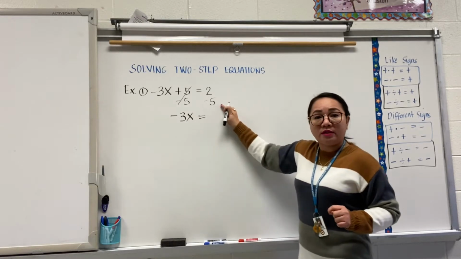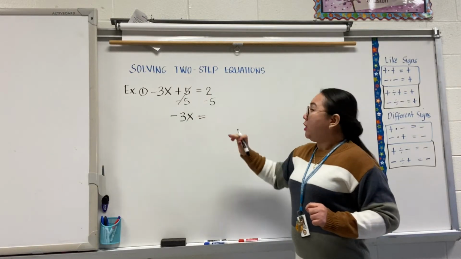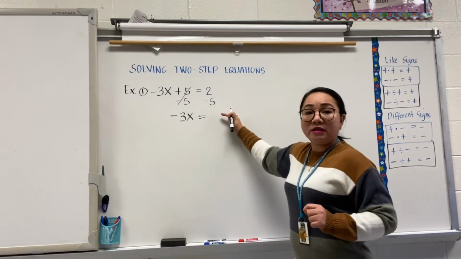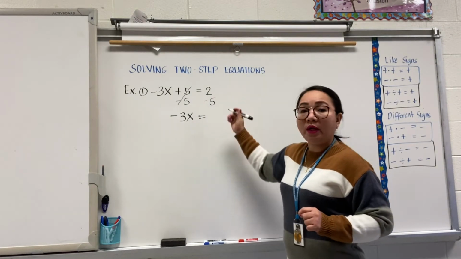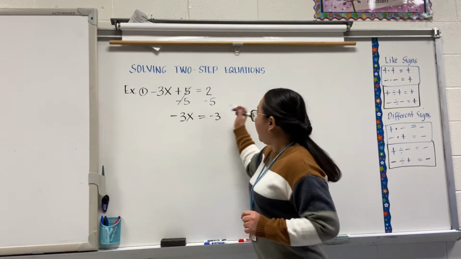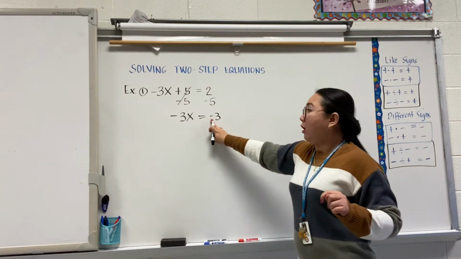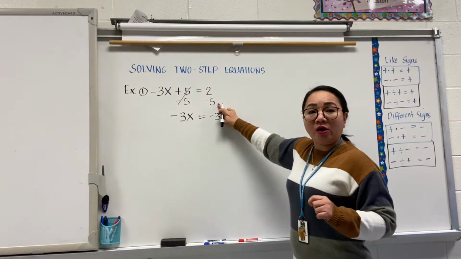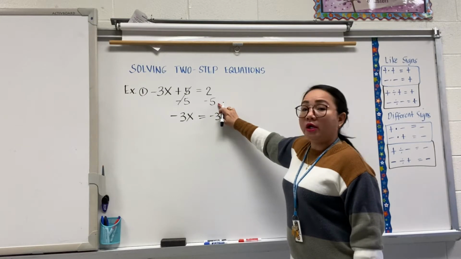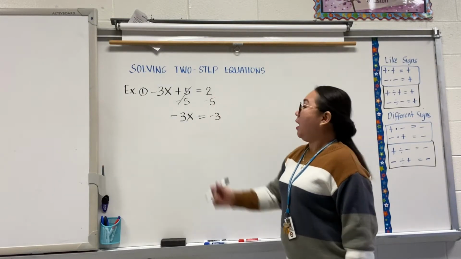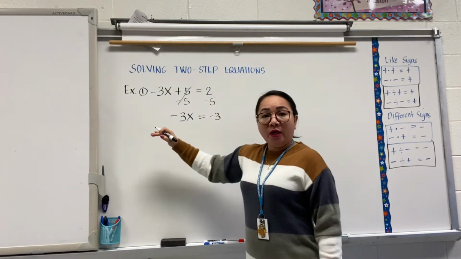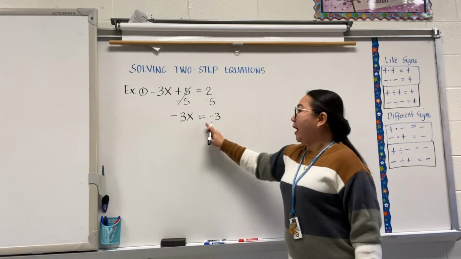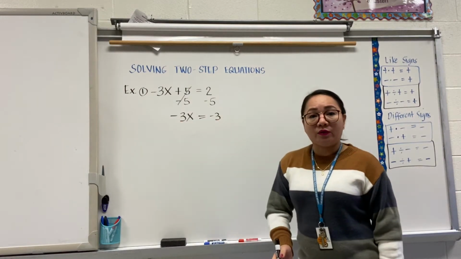Now solve the right side of the equation. So we have here positive 2 minus 5. So when you subtract, it will give you negative 3. Why is it negative? Because you will carry the sign of the bigger absolute value. 5 here is bigger than 2. Okay, next. Our new equation is negative 3x equals negative 3.